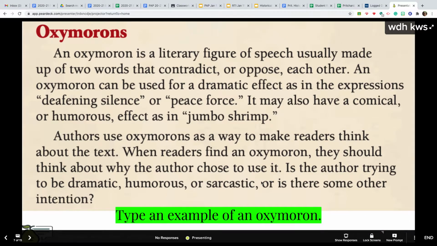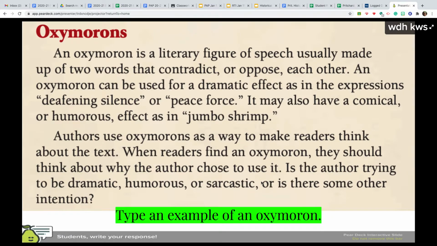Okay, oxymorons. An oxymoron is a literary figure of speech usually made up of 2 words that contradict or oppose each other. An oxymoron can be used for dramatic effect, as in the expressions deafening silence or peace force. It may also have a comical or humorous effect, such as jumbo shrimp.